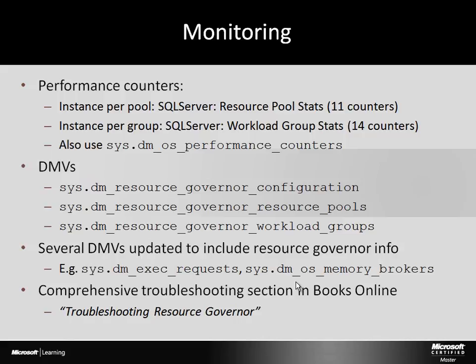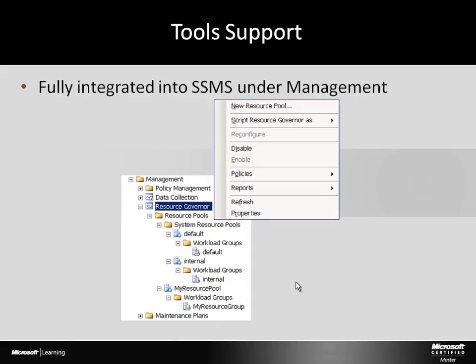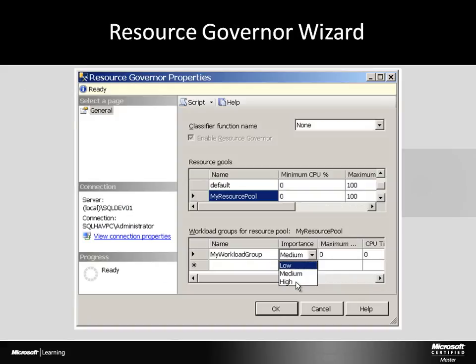In terms of monitoring, there's a bunch of DMVs that you can look at. There are performance counters. I don't go through all the performance counters in the demo. You can look these up in Books Online and have a look yourself. Books Online for Resource Governor is pretty comprehensive. There's also a very good white paper, and I'll show you where to find that at the end of this module. In terms of tool support, the feature is one of the few that has full tool support in SSMS. So you can do anything you can do with T-SQL for Resource Governor through SSMS as well. Here's a quick screen capture of that, and a screen capture of the Resource Governor properties for a bunch of different pools.